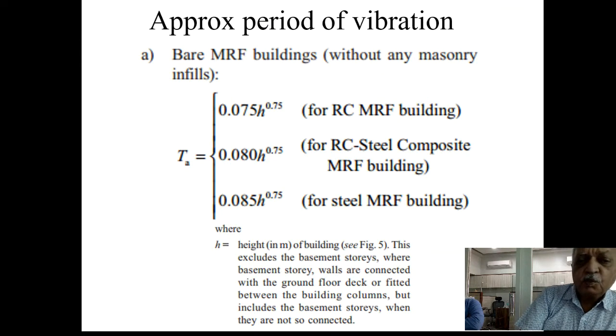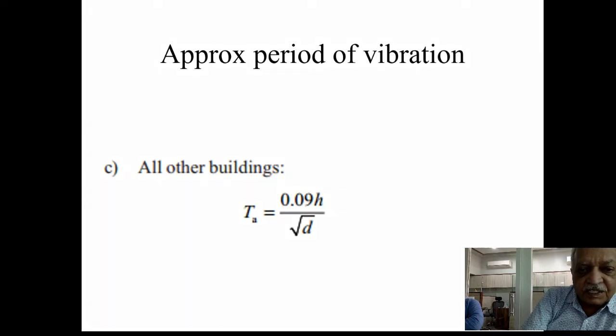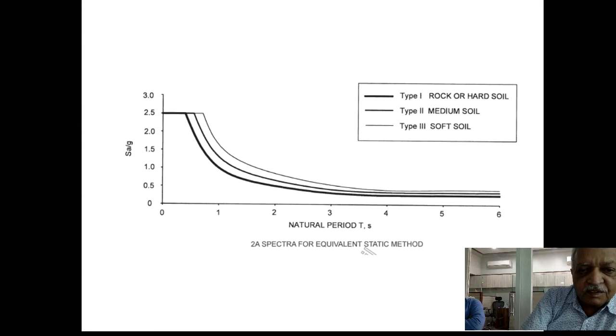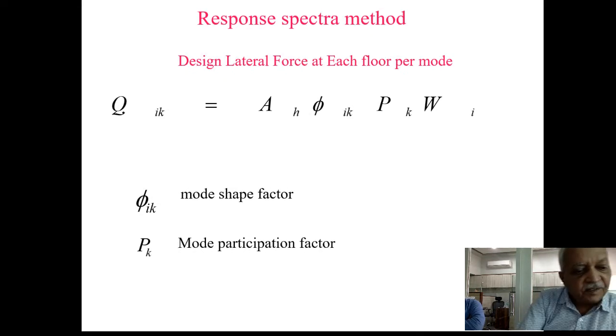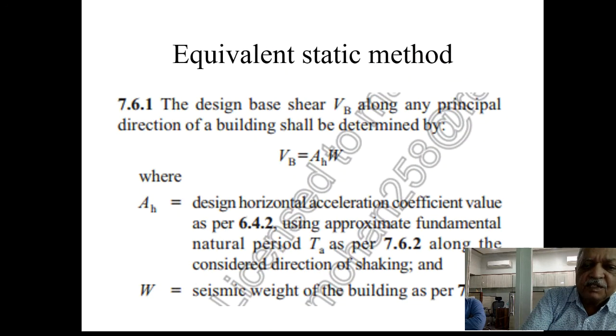Now to determine the value of AH, I have to use a response spectrum which is specially made for the static analysis method, that is the equivalent static method. So the code has given this one response spectrum. As you can see, it is a response spectrum for the equivalent static method, where the value of SA by G, which we will see in a minute, depends upon the natural period of vibration of the structure. We are not doing full-fledged dynamic analysis or the response spectrum method. Accordingly, we want to calculate the value of AH depending upon the period of vibration, for which the code has given approximate formulae.